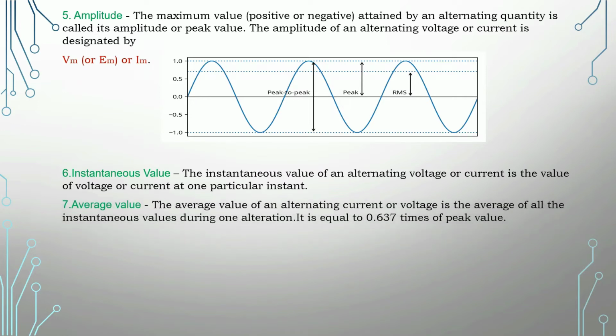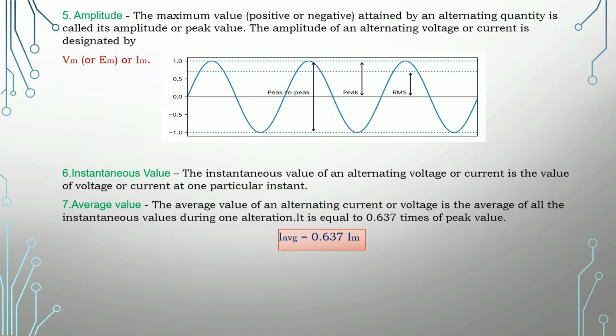Next, very important, that is average value. The average value of an alternating current or voltage is the average of all the instantaneous values during one alternation. It is equal to 0.637 times the peak value. Now, how is this equation, I average equal to 0.637 times peak value, obtained? Let's derive the equation.